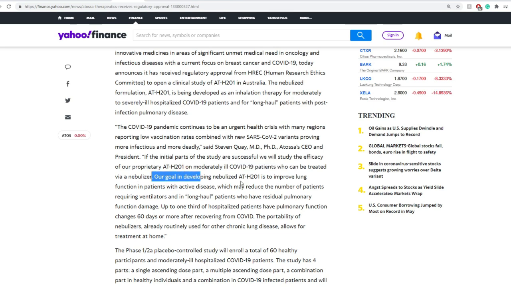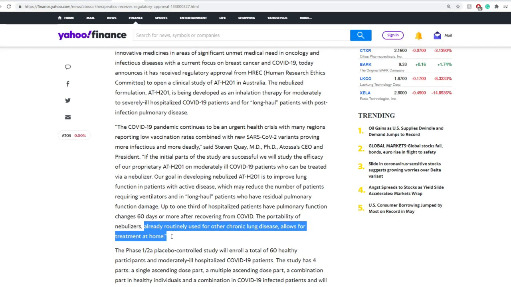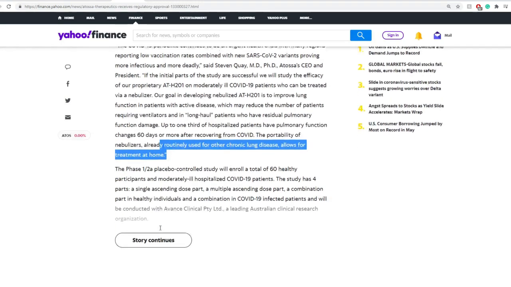Our goal is to develop the nebulized ATH201 to improve the lung function in patients with active disease, which may reduce the number of patients requiring ventilators, and in long-haul patients who have residual pulmonary function damage. Up to one-third of hospitalized patients have pulmonary function changes 60 days or more after recovering from COVID-19. The portability of nebulizers, already routinely used for other chronic lung diseases, allows for treatment at home.